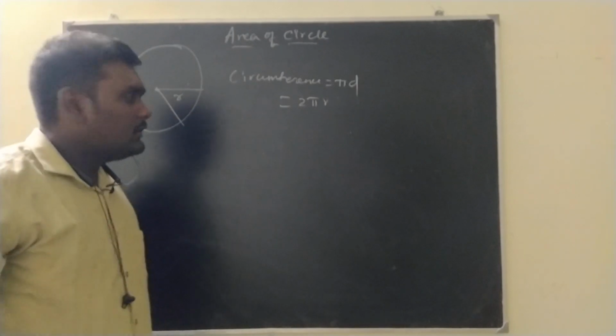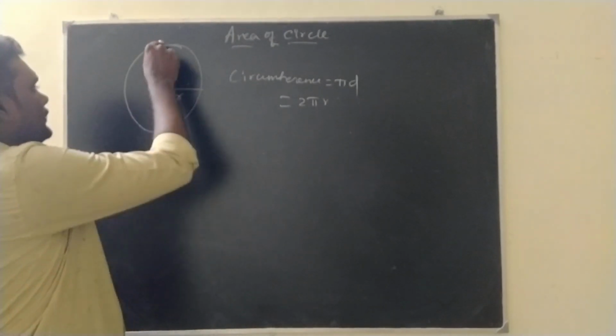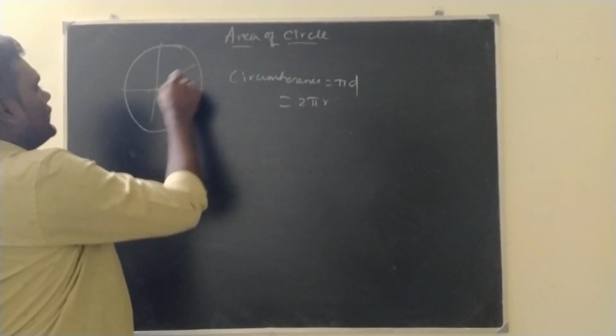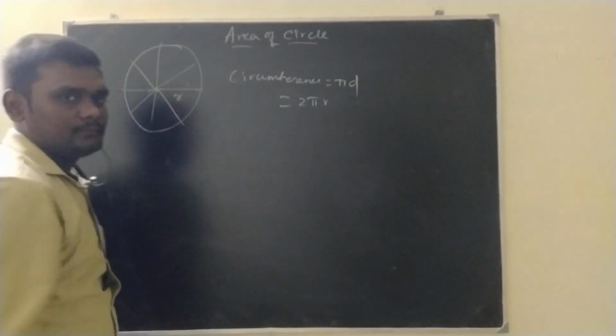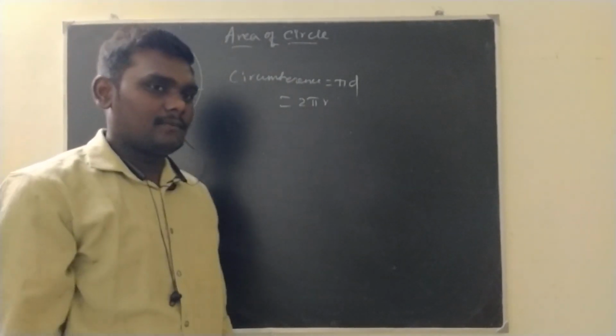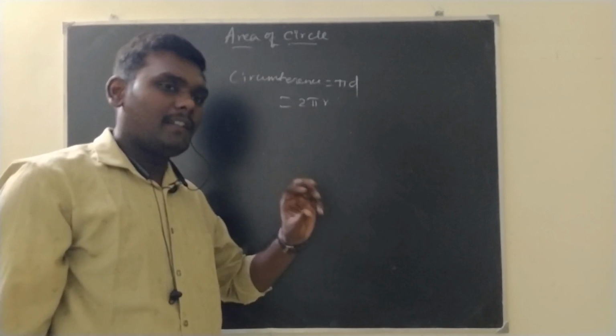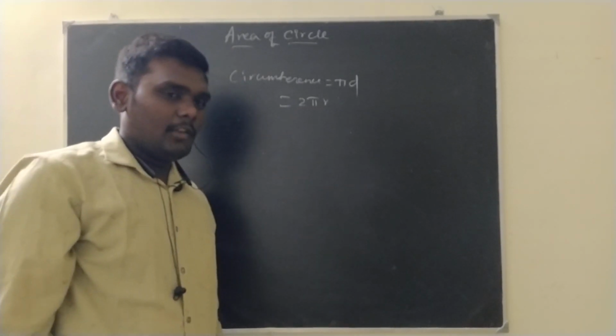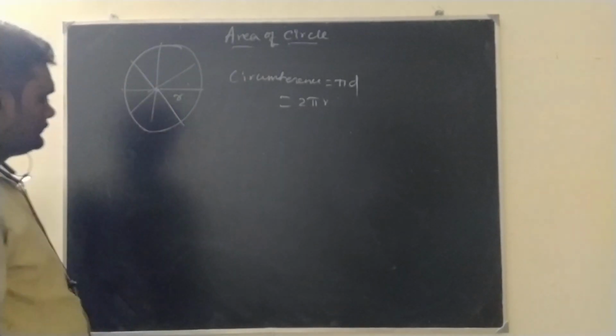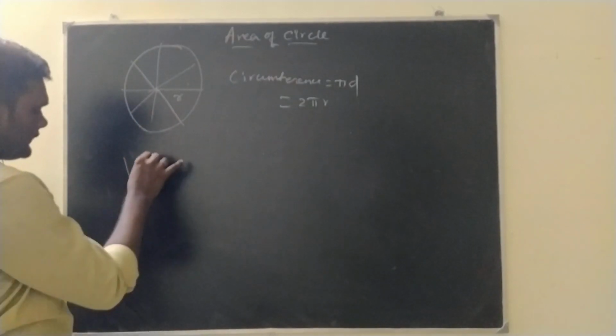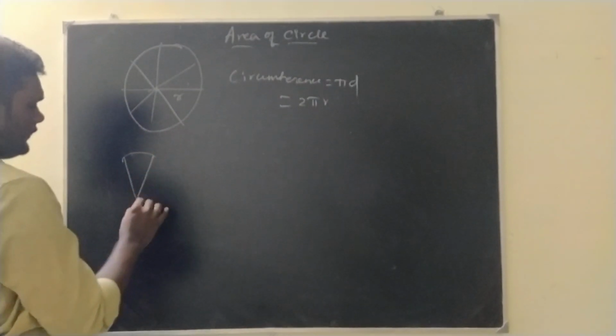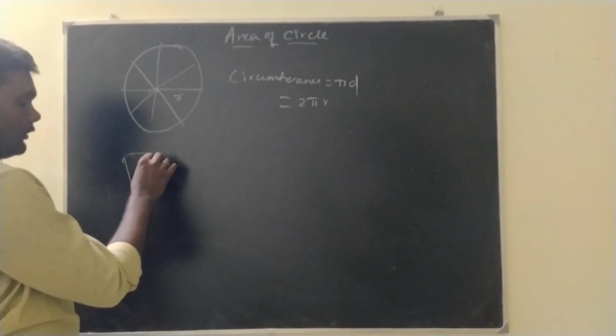How can this be derived? First, split this circle into 8 equal parts. Think of a piece of pizza. You cut that pizza into 8 parts and you arrange them one by one like this.